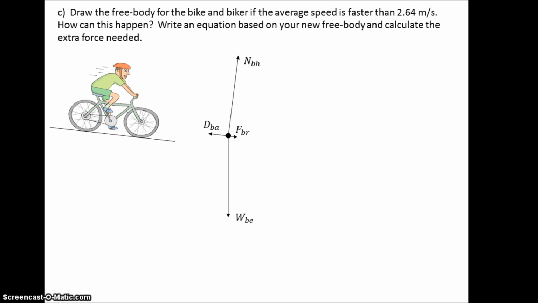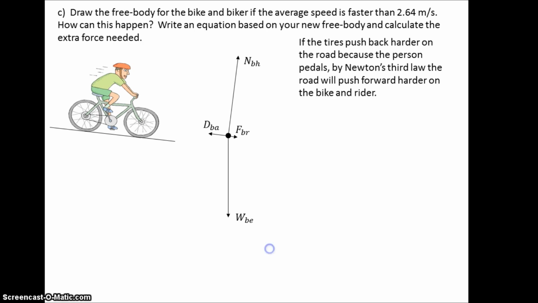So the only way that could happen would be if there was some forward force, and that forward force must be coming from the road. And how does that happen? Well, if the tires push back harder on the road because the person pedals, by Newton's third law, the road will push forward harder on the bike and the rider.